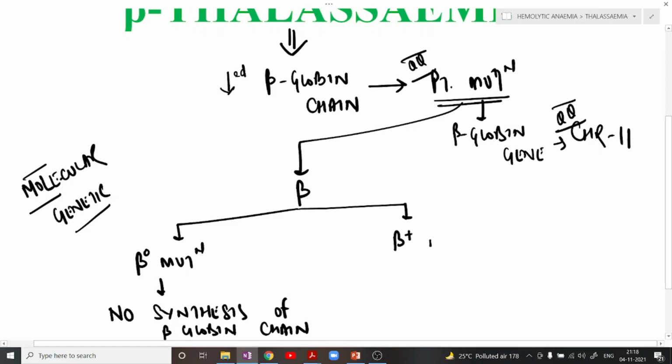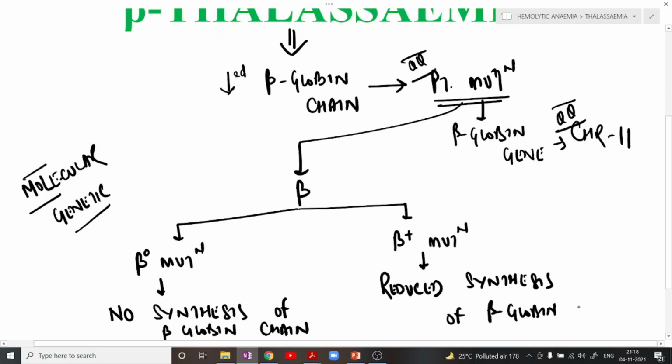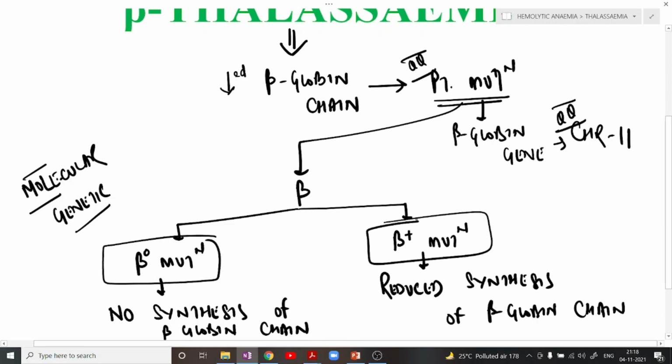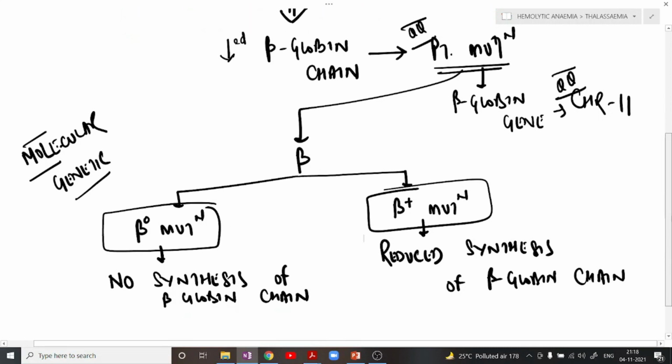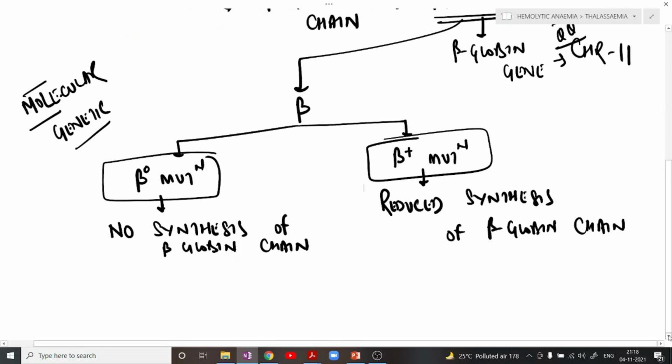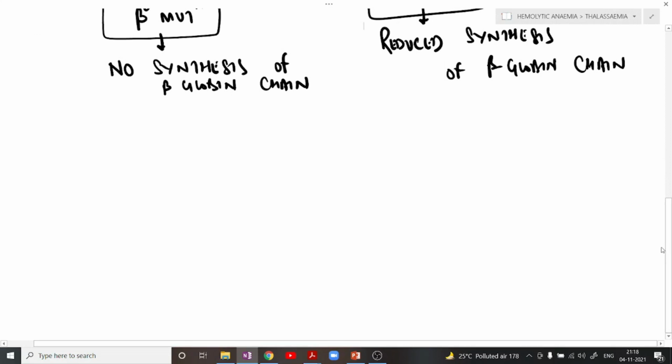And the other kind of mutation is beta plus mutation. This mutation basically is characterized by a reduced synthesis. There is a reduced but detectable synthesis of beta globin chain. Okay, so this is very important to understand that there is a beta 0 mutation, there is a beta plus mutation. Beta 0 mutation has no synthesis of globin chain. Beta plus mutation is having some synthesis of the globin chain.